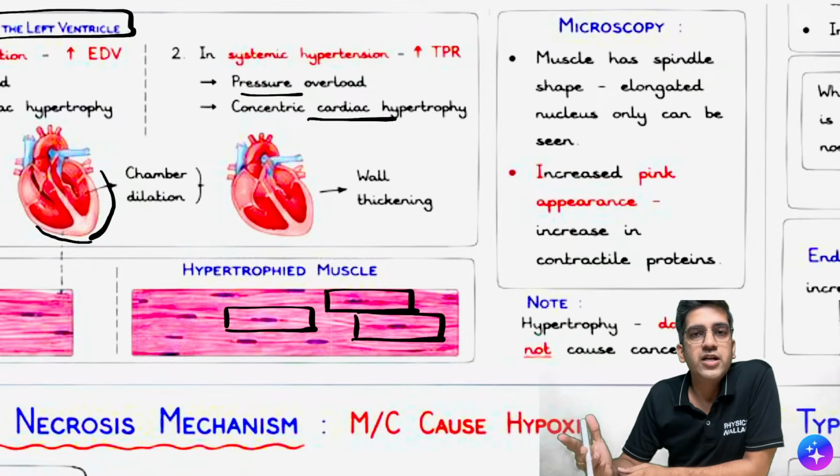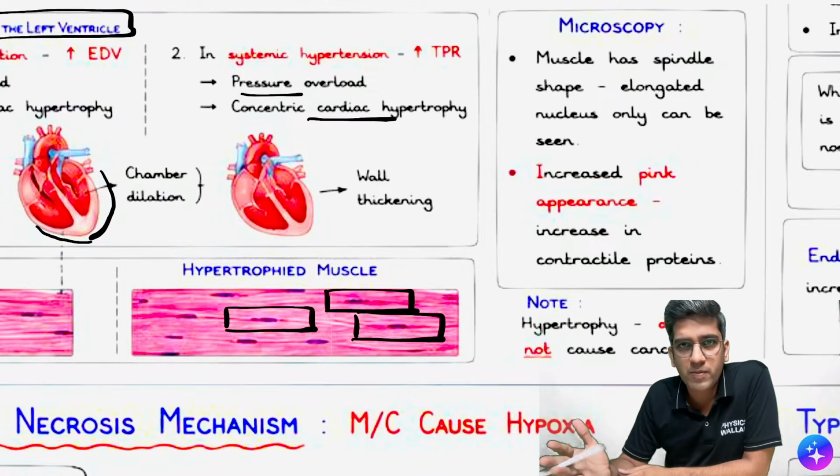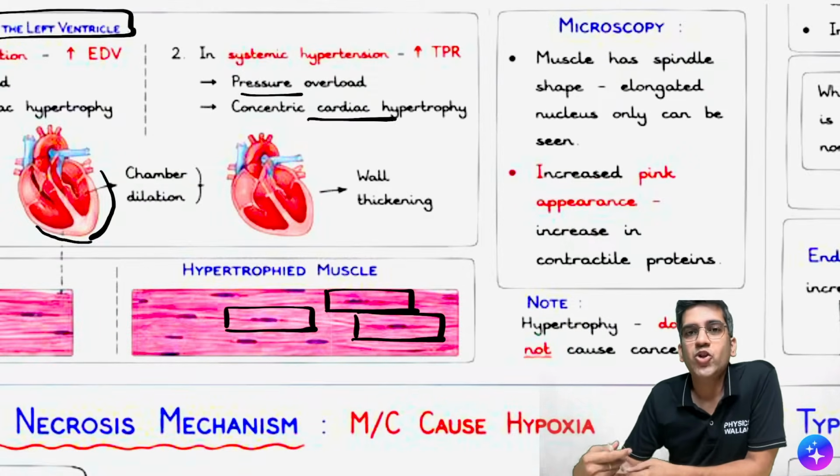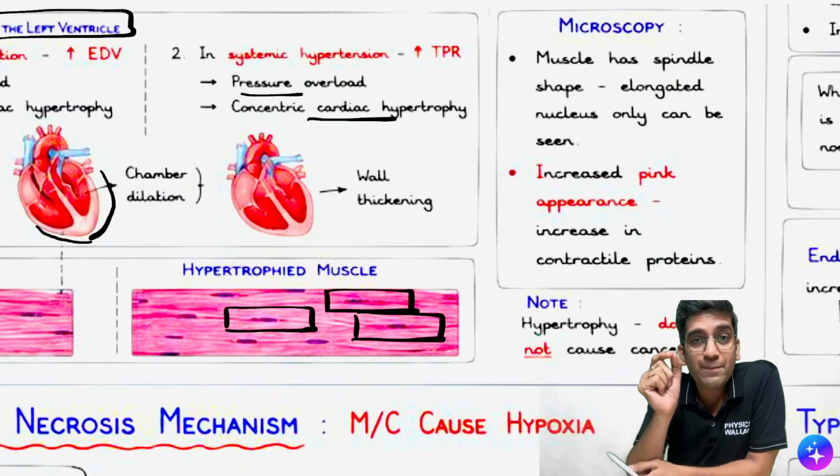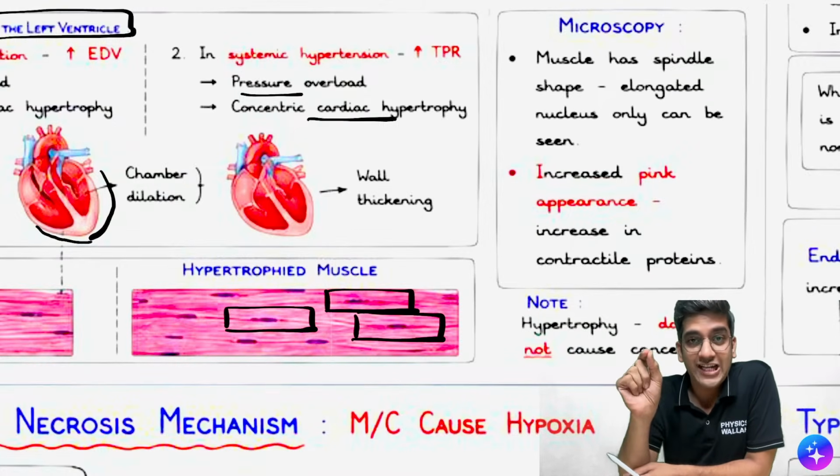Can hypertrophy become cancer? Can it progress to cancer? Yes, no, maybe. It's simple, right? It will not progress to a cancer because hypertrophy does not involve cell division. When the cell is not dividing, it definitely does not.